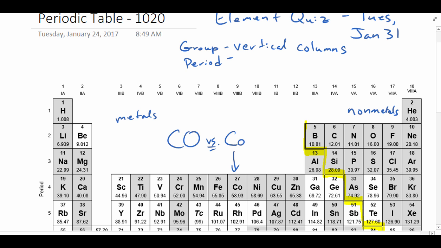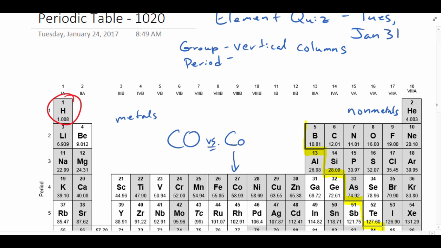There's one exception to that. There's one nonmetal that appears on the left-hand side of the periodic table. Aluminum? It is not aluminum. Yes, hydrogen. Oh, that's right. Hydrogen is the only nonmetal that appears on this side of the periodic table.